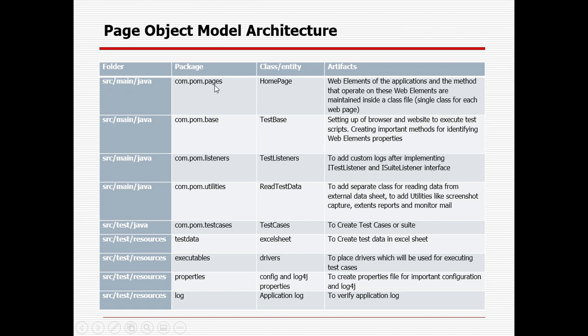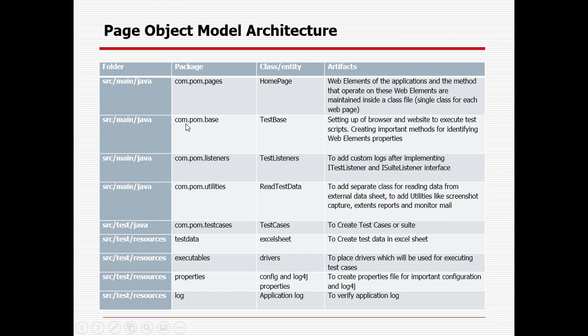Whenever you create a Maven project, multiple folders will automatically be there. One is src main java, one is src test java, one is src main resources, one is src test resources. The src main resources we can avoid for now, we don't need to place anything. But in src main java we will be creating different packages, and within the packages we will be creating different classes. We will create a package called com.pom.pages, where we will create the different page classes. Suppose you have 50 pages, you can create 50 classes.